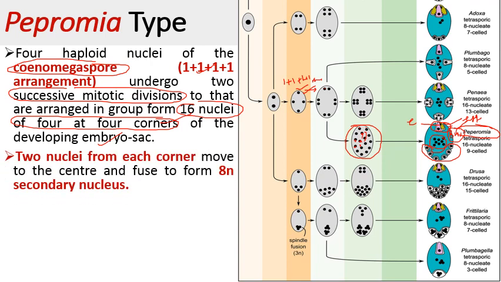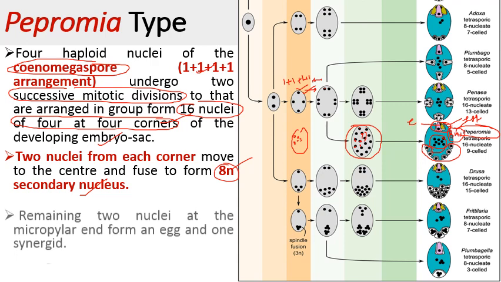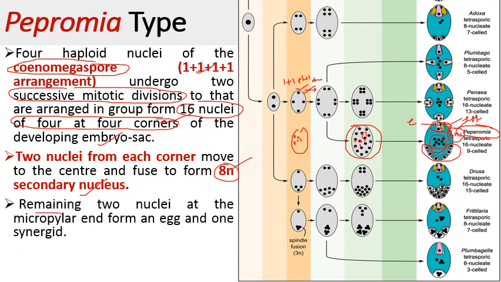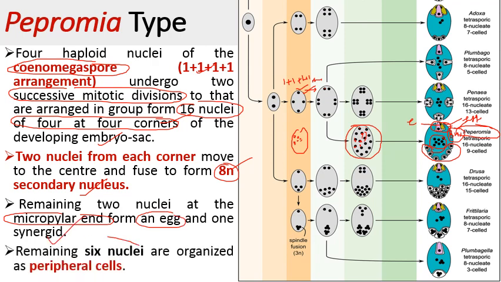The 2 nuclei from each corner move to the center. So out of 4 nuclei at each corner, 2 nuclei move towards the center, and they will fuse to form the 8n secondary nucleus. The remaining 2 nuclei at the micropylar end will form an egg apparatus which consists of an egg and a synergid, while the remaining 6 nuclei are organized and give rise to the peripheral cells. So this type of development is found in Peperomia type.